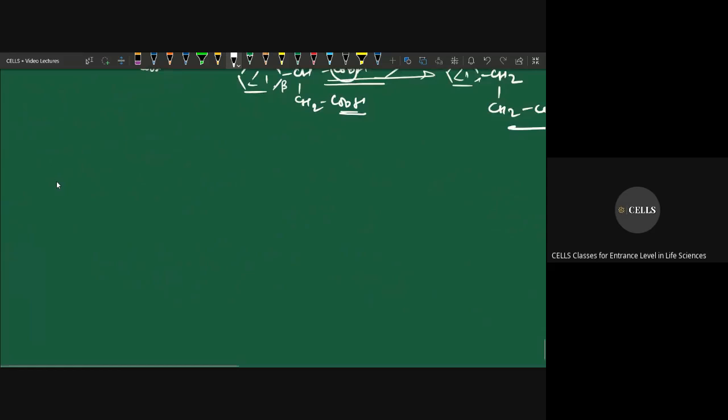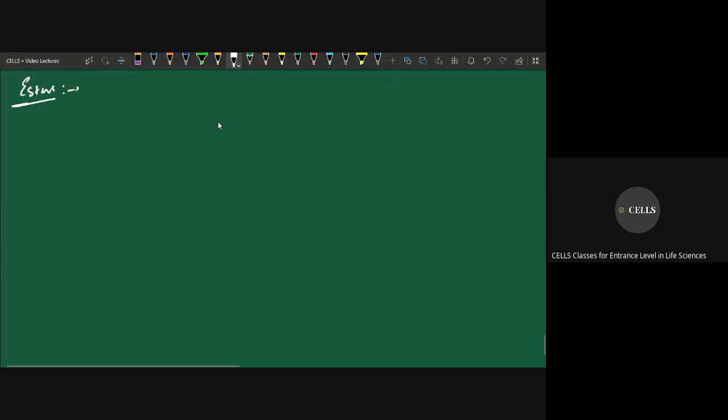Now let's move on to the next section, that is the ester or esters. So let's study about esters. In case of the IUPAC name, we write as alkyl alkanoate.